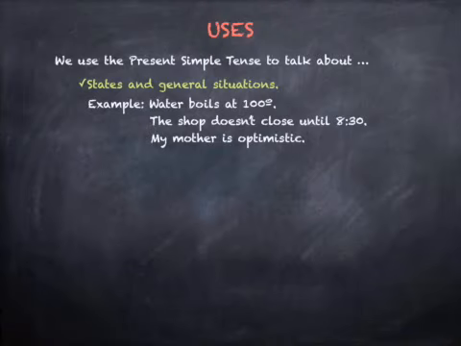A final example, my mother is optimistic. Does this mean she hasn't got a bad day? Of course not. It means that in general, her mood is optimistic. A second use of the present simple in English is to talk about habits and routines, the things that we do with a certain frequency over time. In these cases, we will always use some adverbs to make clear the frequency of the actions we express.